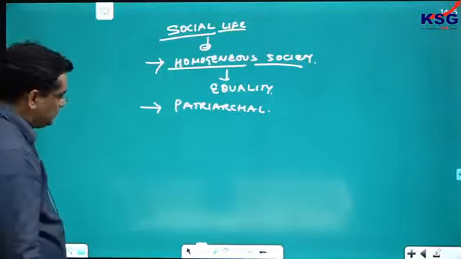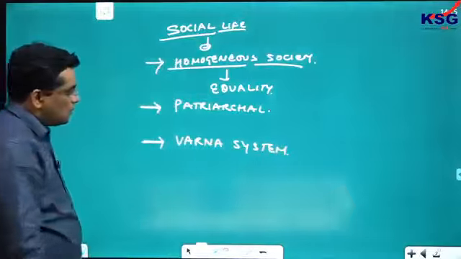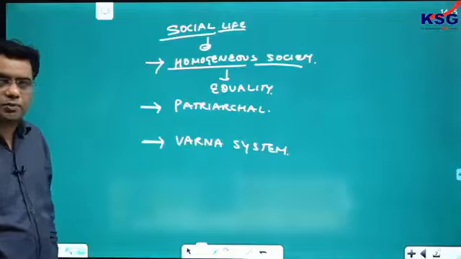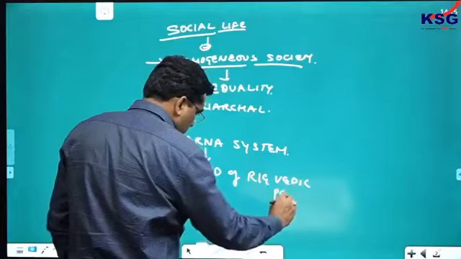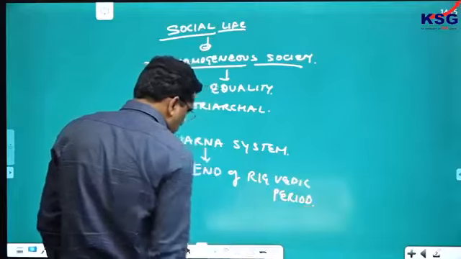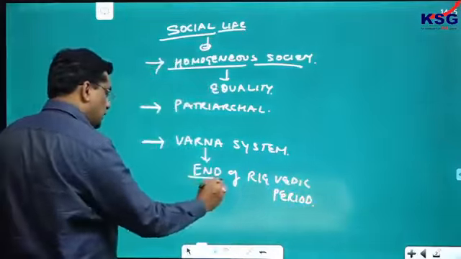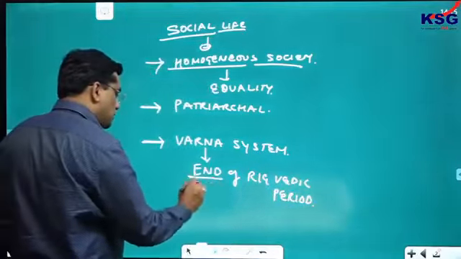The Varna system, that is Brahman, Kshatriya, Vaishya and Shudra. The Varna system evolved at the end of the Rig Vedic period, that is in the 10th mandal of the Rig Veda.